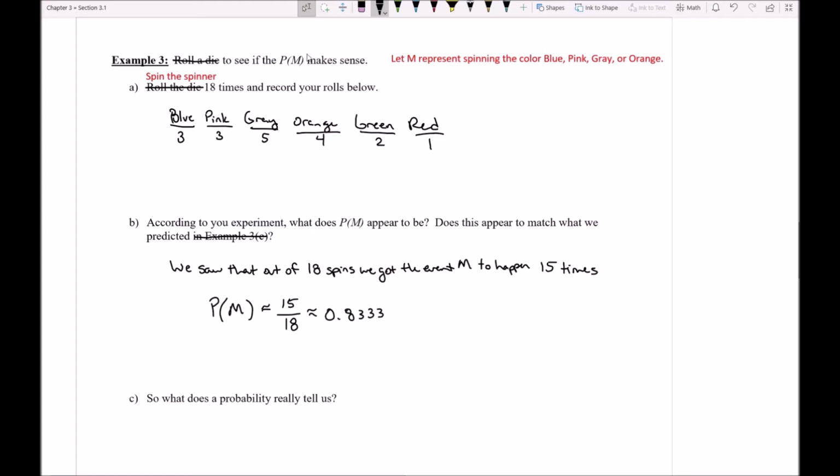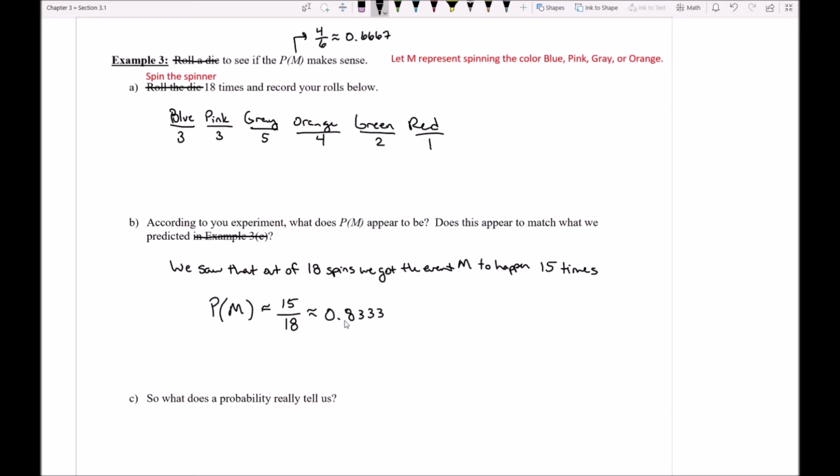But when we thought about it up here at the start, we would have guessed that it would have been roughly 4 out of 6, or, let me write it as a decimal, 0.6667. Again, there were 4 equally likely choices out of 6 that were going to make m occur. So, why are these numbers so different?